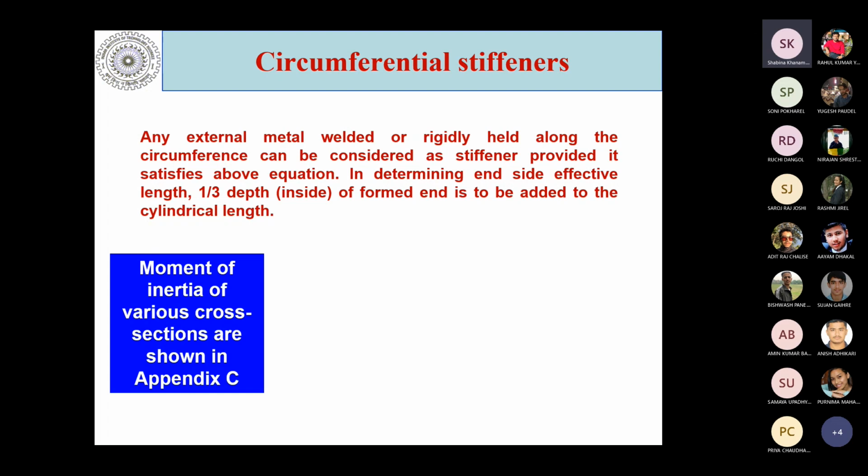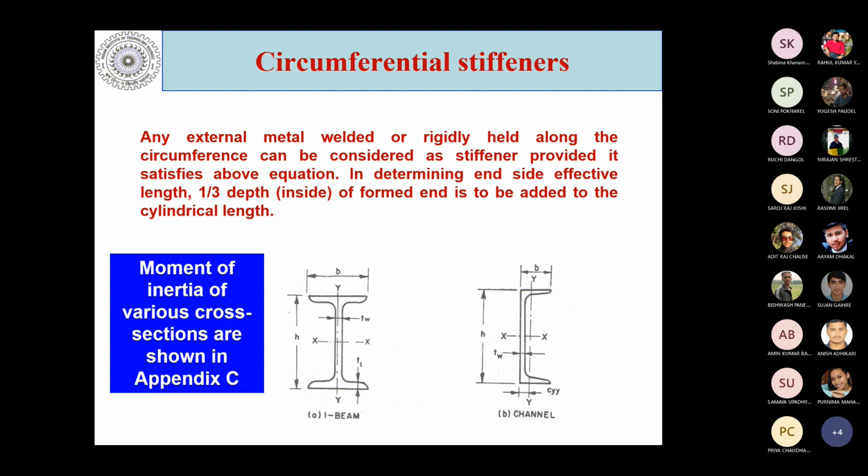And we will have the moment of inertia of various cross sections, which are shown in Appendix C of the B.C. Bhattacharya book. Actually, that is a very important book for the design, so I will bring that book with me. Then you can make a copy of that, right? The moment of inertia of various cross sections are shown in Appendix C. If you see what these values are in Appendix C, I will let you know.